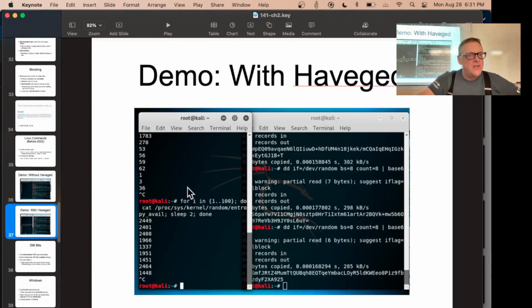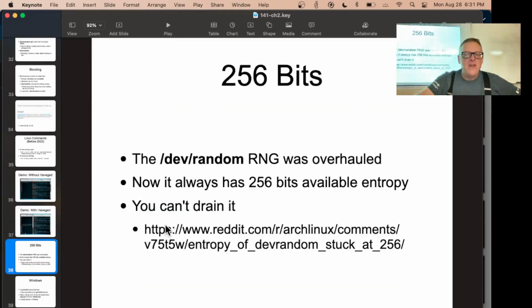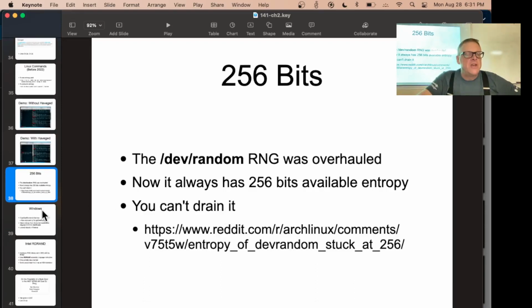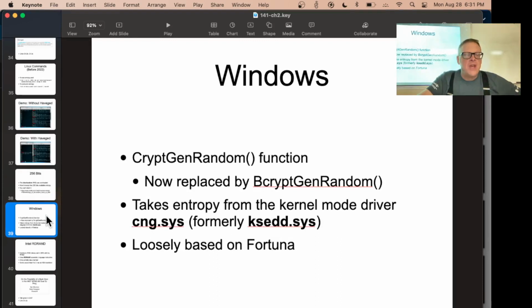A student tried this and said it doesn't work anymore, and we found the fix. This was overhauled in 2022. Now they have changed it so it always has 256 bits of available entropy and you can't drain it. And there are blogs talking about what they did, but anyway, they've now changed it so this doesn't happen anymore in Linux. So if your Linux distribution is not more than a couple of years old, it will no longer have that property of having the pool get drained.